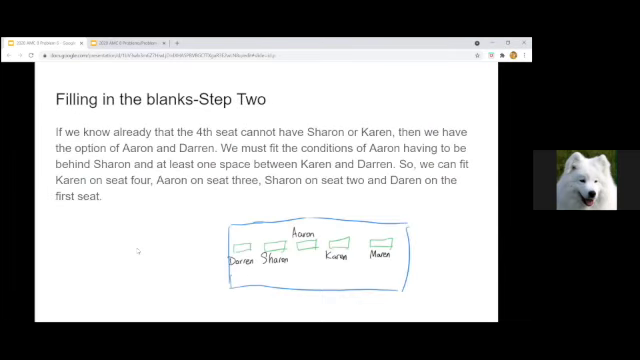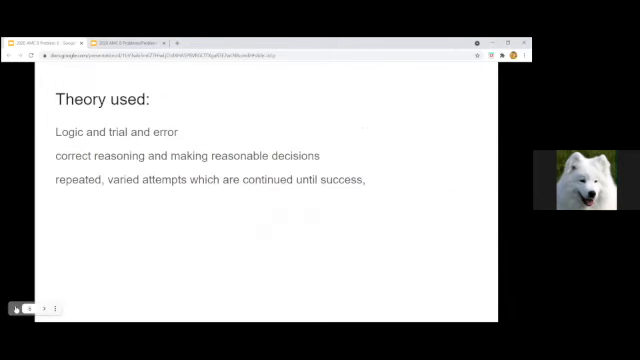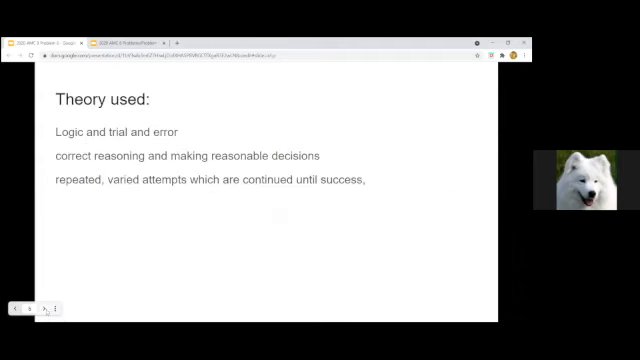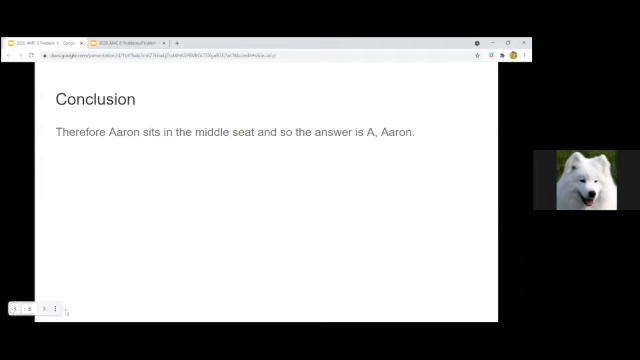Filling in the blanks is our second step. If we know already that the 4th seat cannot have Sharon or Karen, then we have the option of Aaron and Darren. We must fit the conditions of Aaron being behind Sharon and at least one space between Karen and Darren. So if we fit Karen on the 4th seat, Aaron on the 3rd seat, Sharon on the 2nd seat, and Darren on the 1st seat, then that's the question solved. We know that Aaron sits in the middle seat.